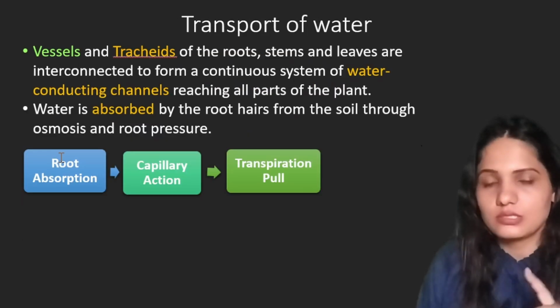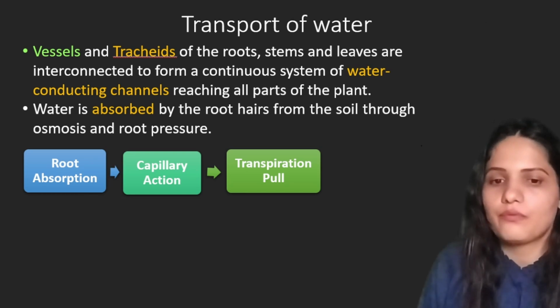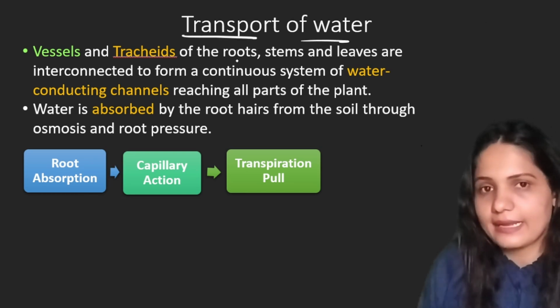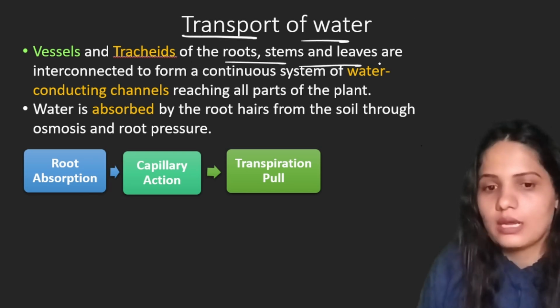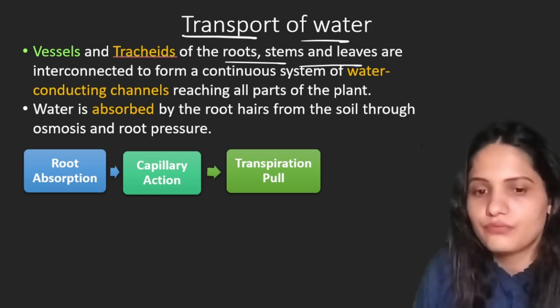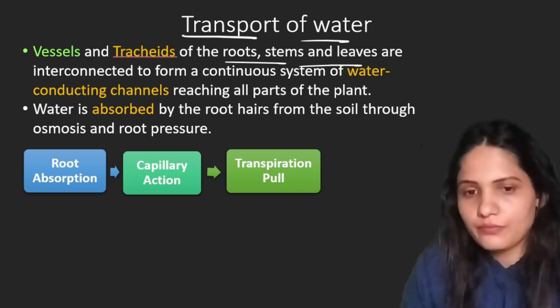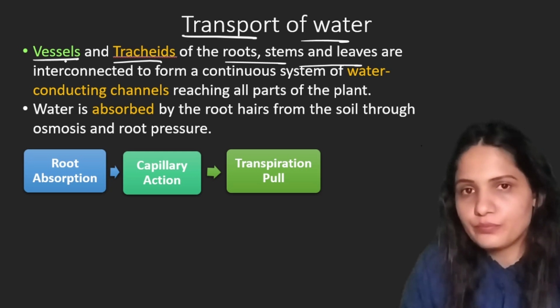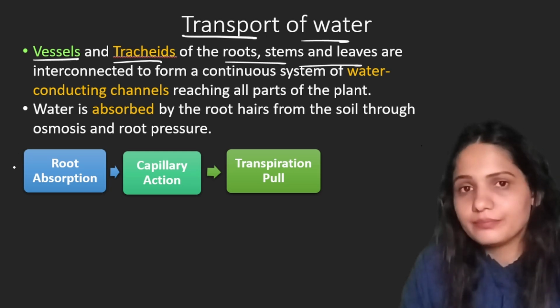Next we have this, if we see transport of water in detail. Vessels and tracheids of the roots, stem and leaves are interconnected to form a continuous system of water conducting channels reaching all parts of the plant. Transport of water in plants occurs through tracheids and vessels. These are the two components of xylem.